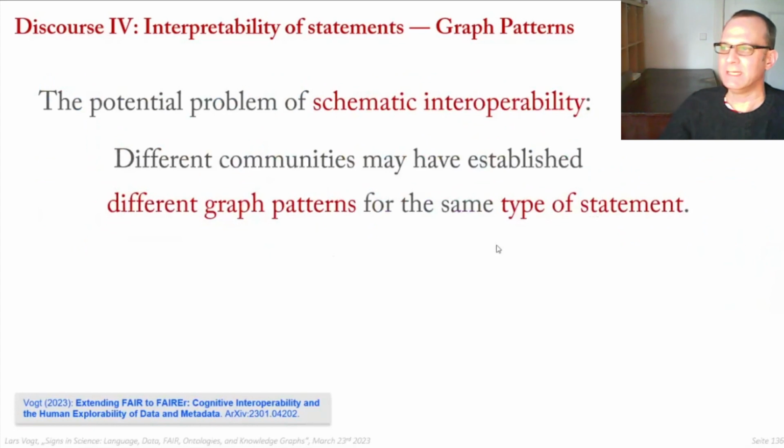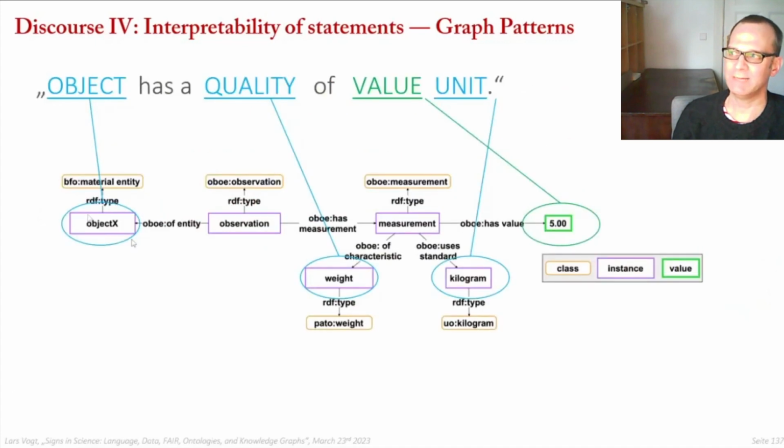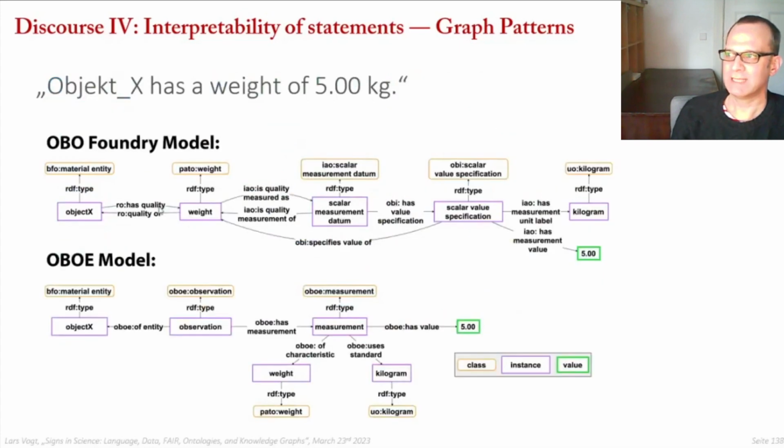Now the problem here, I call the problem of schematic interoperability. Different communities may have established different graph patterns for the same type of statement. So here you see the same type of statement in a different graph pattern. We have the same positions identified, the same semantic roles, but in a completely different pattern. And that's because this here is based on the OBO Foundry model. OBO stands for Open Biomedical Ontologies.